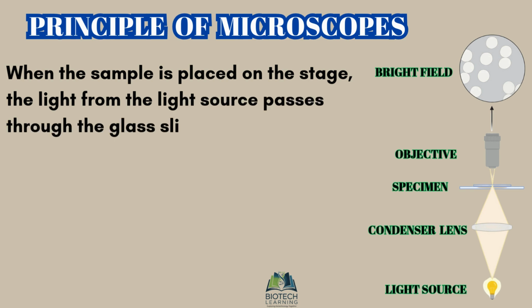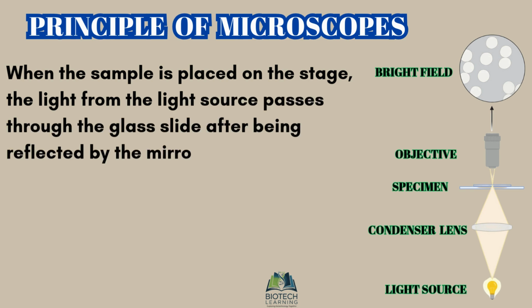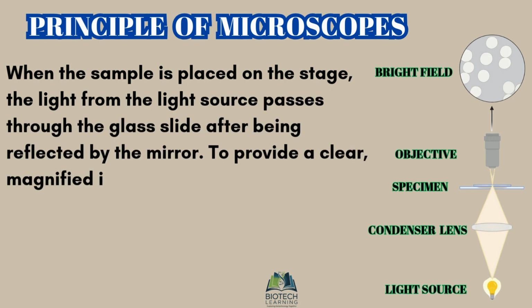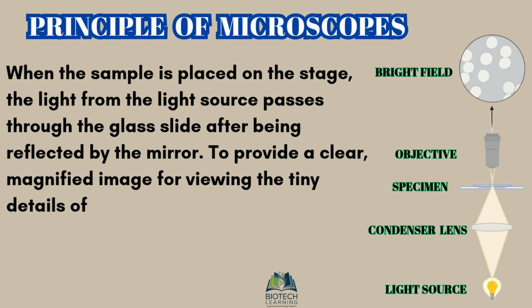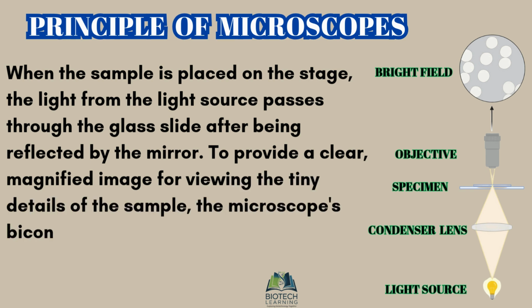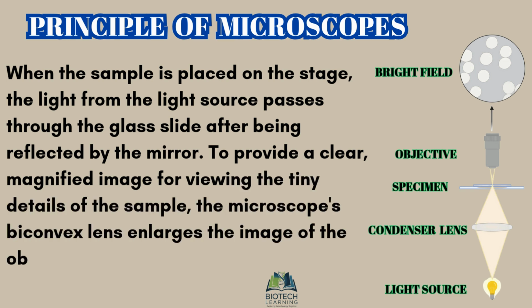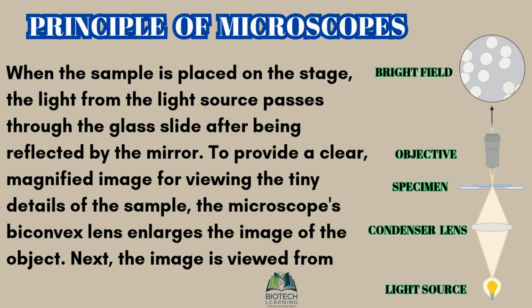Principle of microscopes. When the sample is placed on the stage, the light from the light source passes through the glass slide after being reflected by the mirror. To provide a clear, magnified image for viewing the tiny details of the sample, the microscope's biconvex lens enlarges the image of the object. Next, the image is viewed from the other direction.